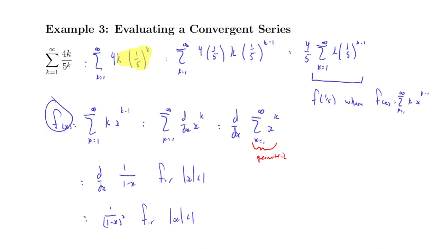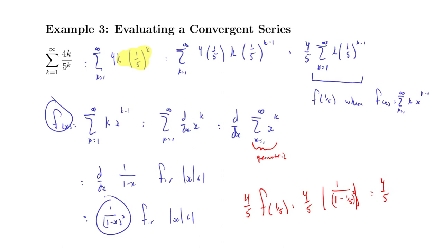So if that's our function, then 4 fifths times f of 1/5 is really 4 fifths times 1 over 1 minus a fifth, and I have to square the bottom. 1 minus a fifth is 4/5. 4/5 squared is 16 over 25, but then I'm looking at the reciprocal, so it's 25 over 16. And then we can see this is really 5 over 4. So this series converges to 5/4.